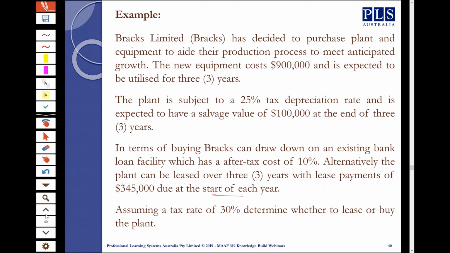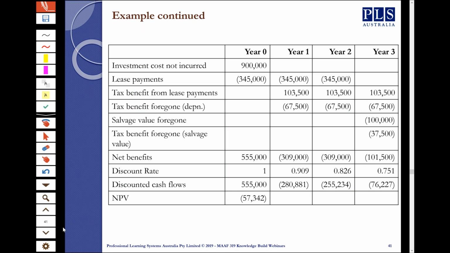Sorry, come back. We've told you the tax rate is 30%. So the 30% of the 345. The tax benefit foregone on the depreciation. So note it's $900,000 over 4 years. So $900,000 over 4 years gets you $225 per year. $225 per year at 30% is your $67,500.